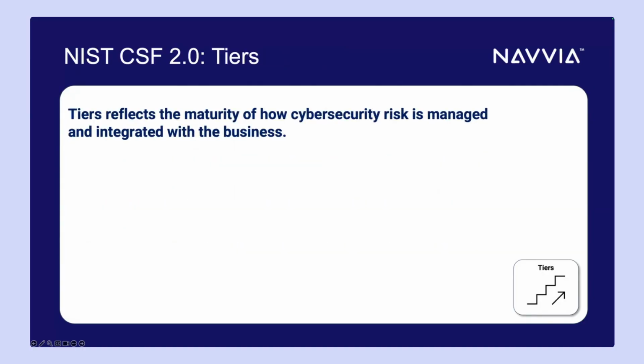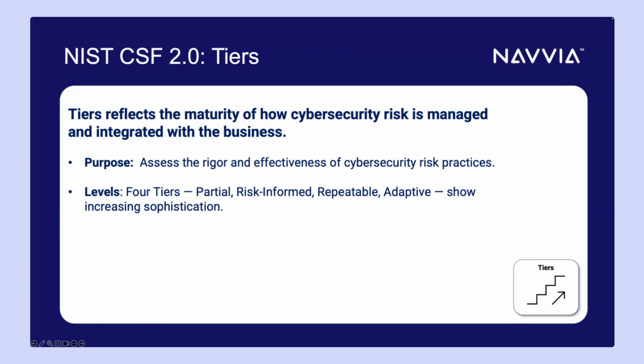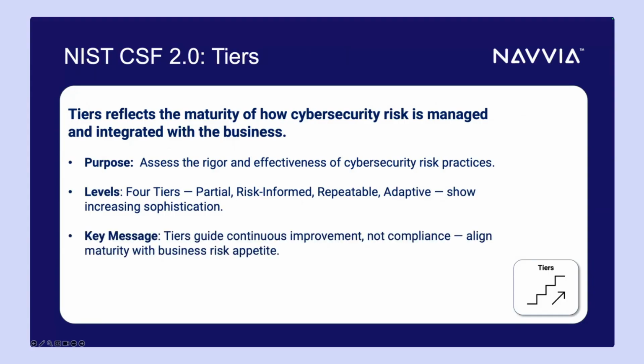Tiers reflect the maturity of how cybersecurity risk is managed and integrated with the business. So assess the rigor and effectiveness of cybersecurity risk practices. There are four tiers: partial, risk-informed, repeatable, and adaptive, and they show an increasing level of maturity or sophistication. The key message here is tiers guide continuous improvement, not so much compliance. They align the maturity of your cybersecurity practices with the risk appetite you're willing to take on. So tiers are more about maturity; profiles are about where I am today and where I want to be tomorrow.